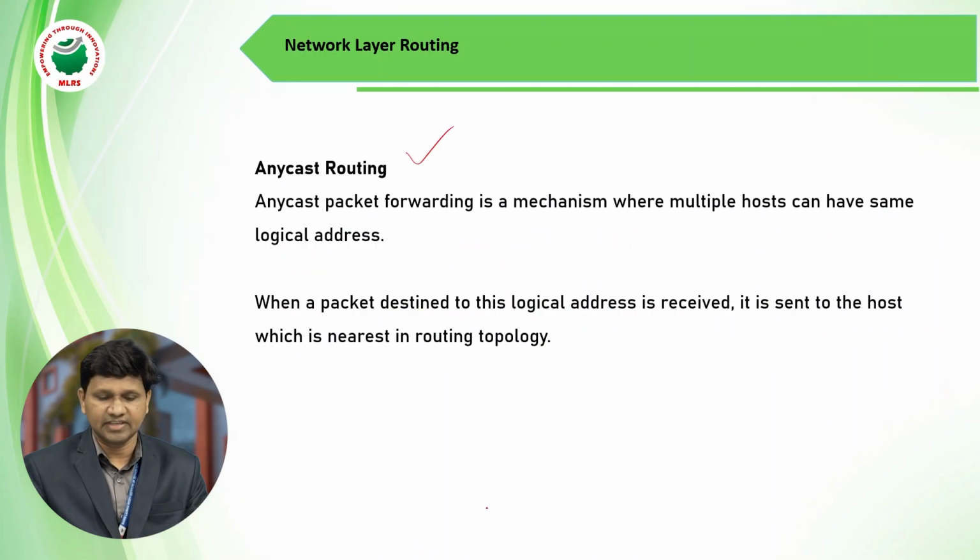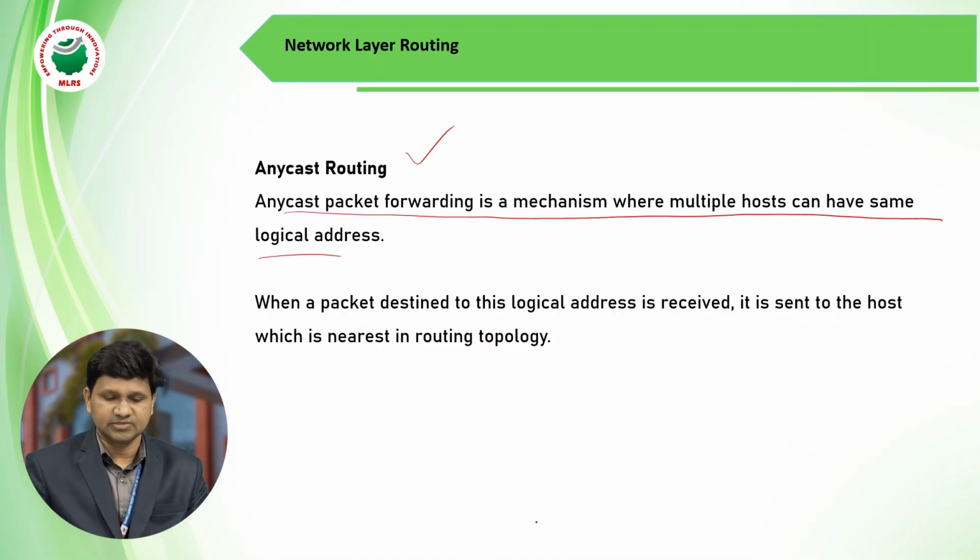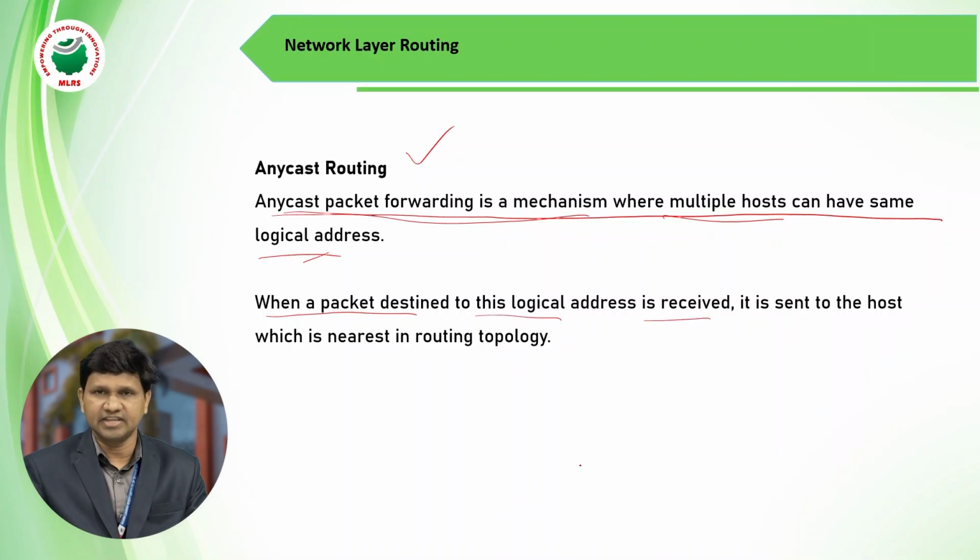Next, anycast routing. Anycast packet forwarding is a mechanism where multiple hosts can have the same logical address. Packets go from source to destination, and if there is any device in between, it will be maintained. When a packet destined to this logical address is received, it is sent to the host which is nearest in the routing topology.